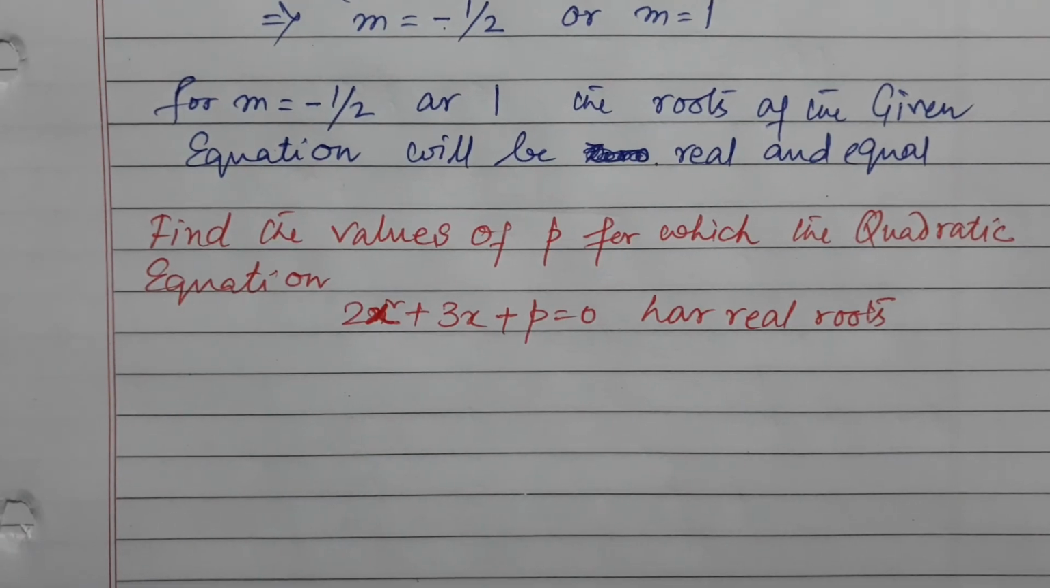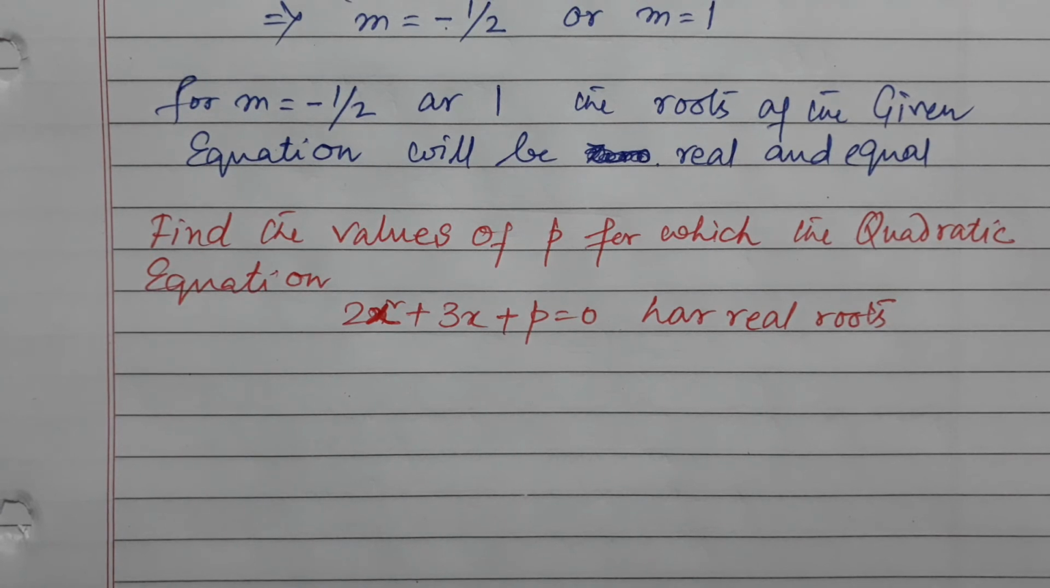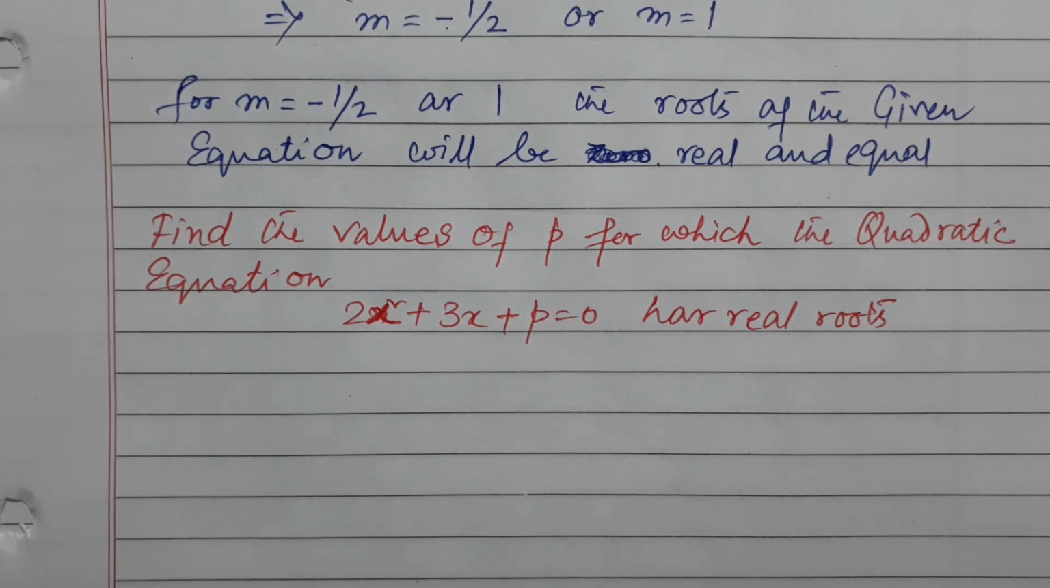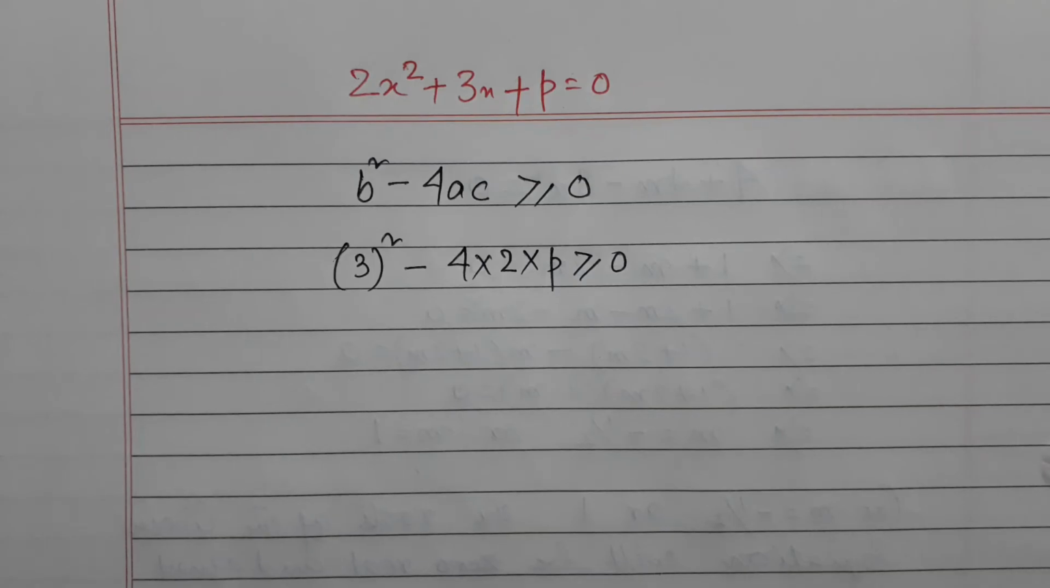Now let us see the next question. Find the values of p for which the quadratic equation 2x² + 3x + p = 0 has real roots. Since we know that if a quadratic equation has real roots, then the discriminant will be greater than or equal to 0. Hence, the discriminant of this equation will also be greater than or equal to 0.